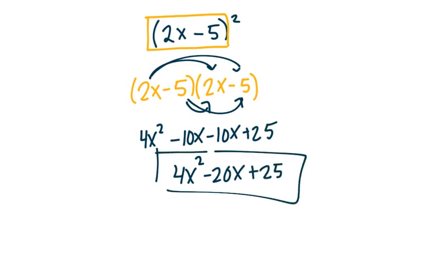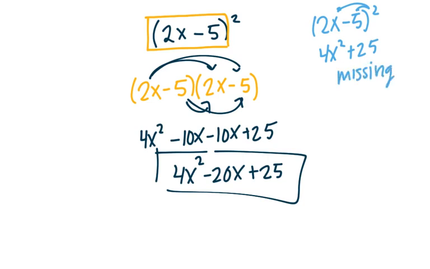Without rewriting it as a binomial times itself, kids tend to make the mistake of taking this exponent of 2 and distributing it out. That would be 4x squared plus 25. So you can see that they're missing that middle term. That happens when we don't actually multiply the entire thing out all the way. So make sure you're thinking about what the base actually is. So this is a no, don't do this over here, mistake. Okay?